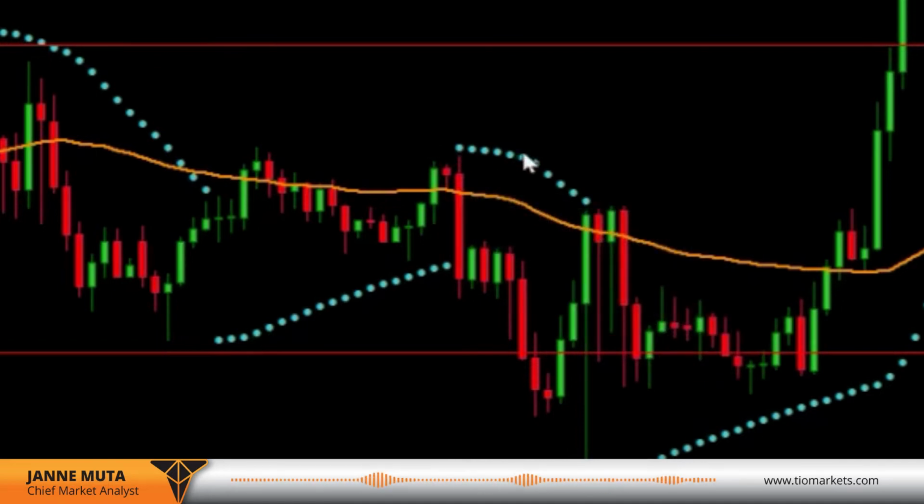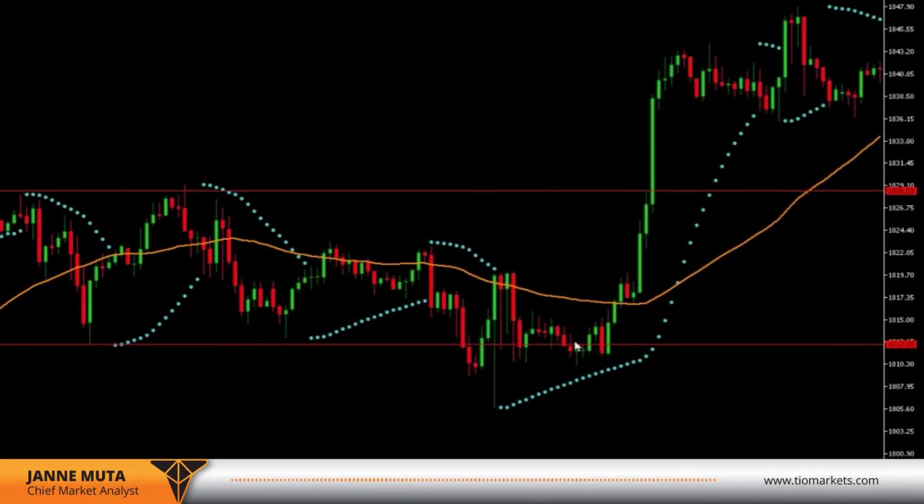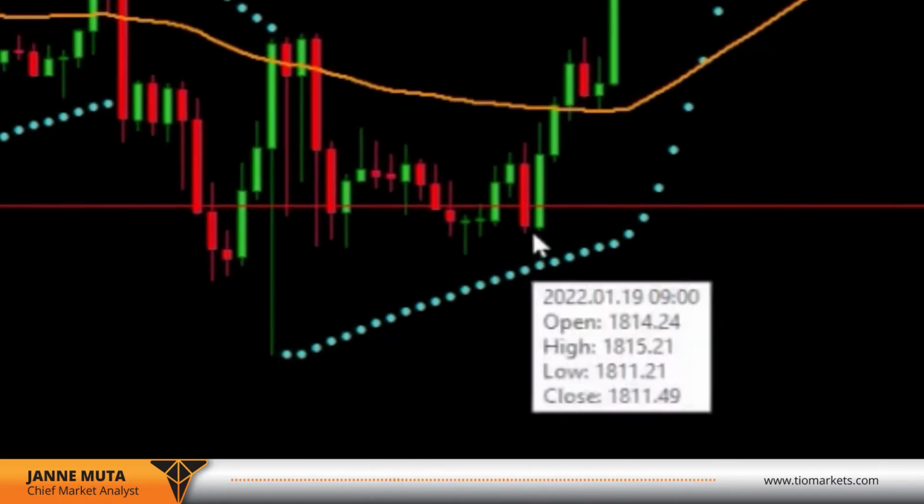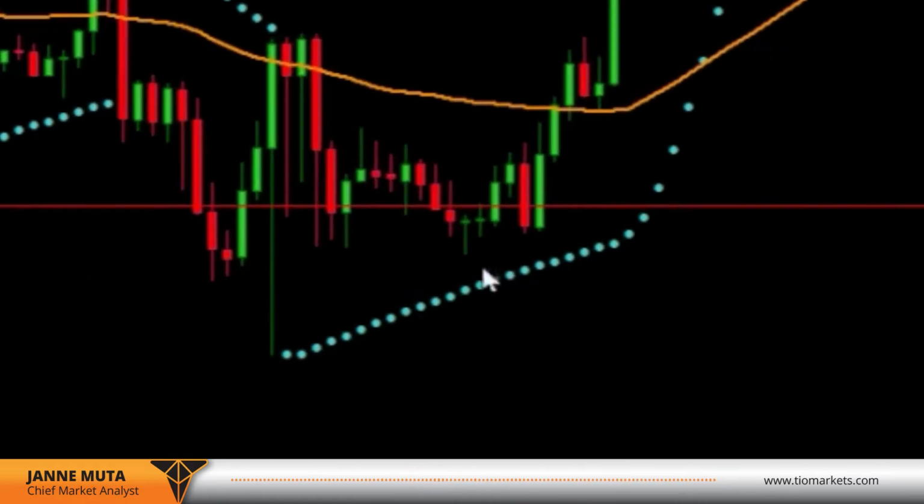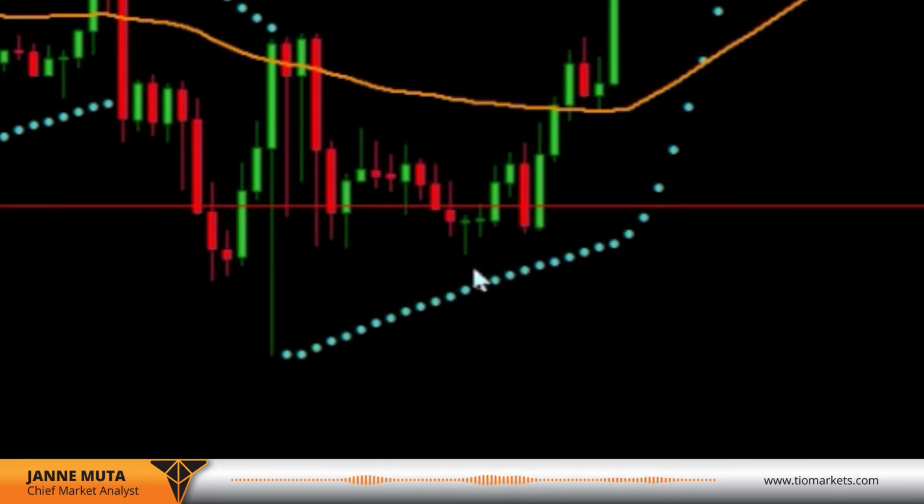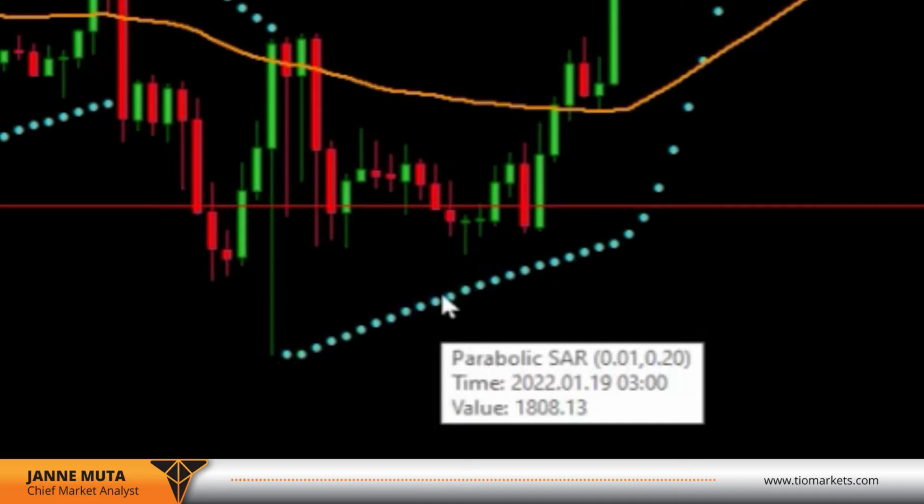Then we have price moving lower. The dots of the SAR are above the price. And then comes the big move to the upside. From this point onwards, you have the market staging quite a big up move. And the Parabolic SAR highlights this by plotting these dots below the price.